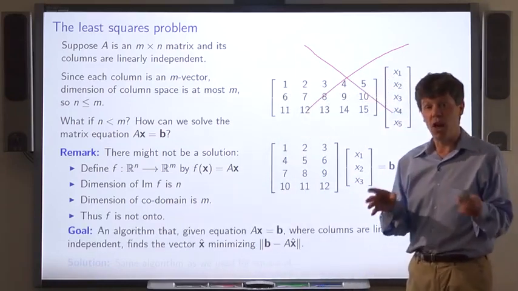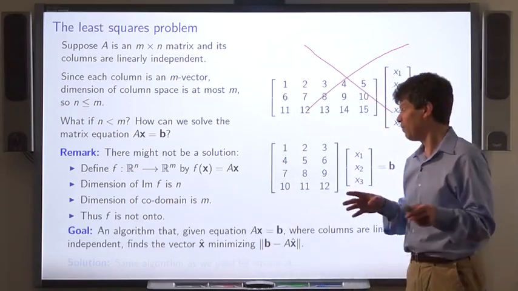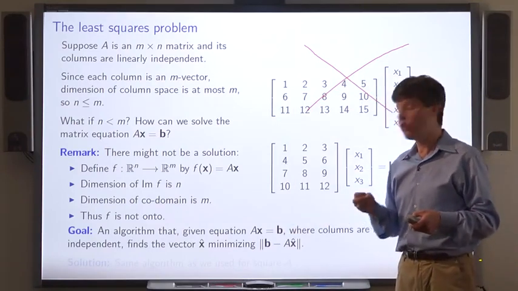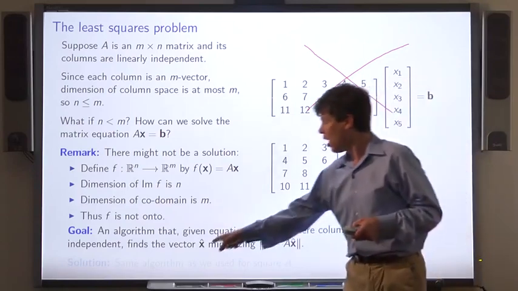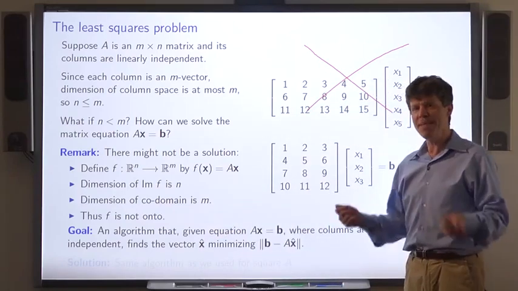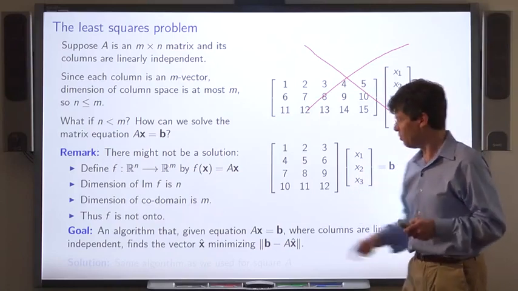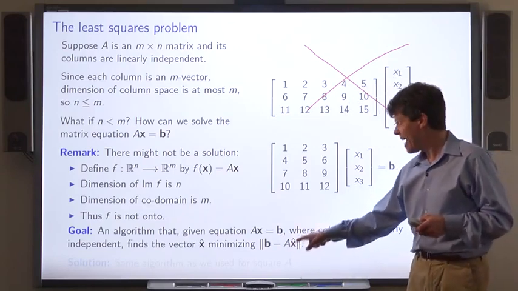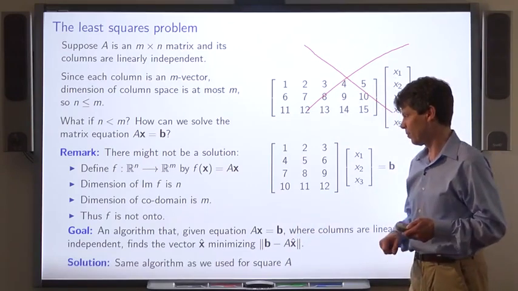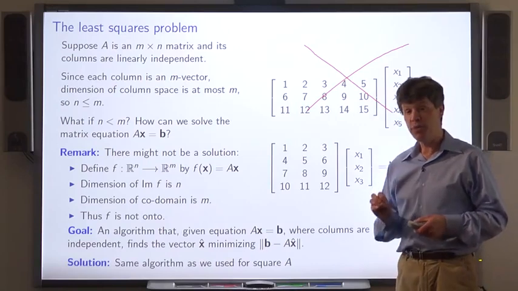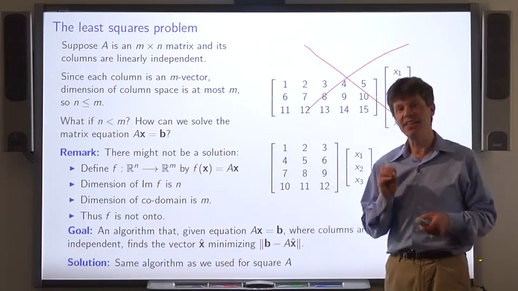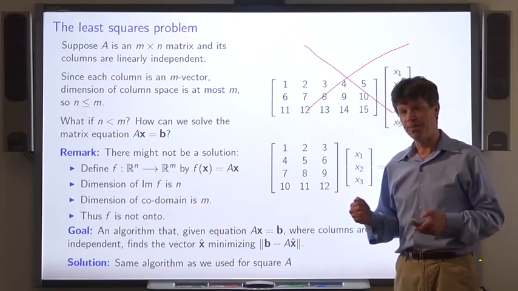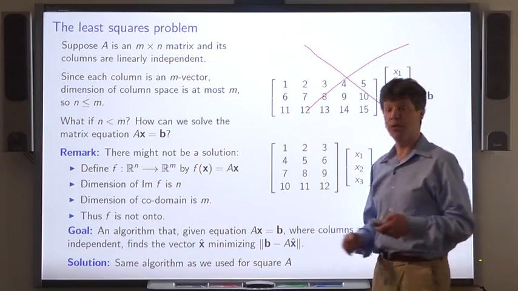Instead of looking for an algorithm that will solve a matrix vector equation Ax = b, given such an equation, we'll look for an algorithm that finds the vector x hat that minimizes the norm of the difference between the target vector b and the vector we get, A times x hat. And the algorithm that we're going to use to solve this is exactly the same algorithm as we used in the case when A was square, although the analysis is somewhat more difficult.